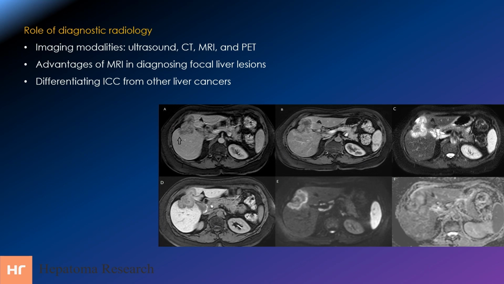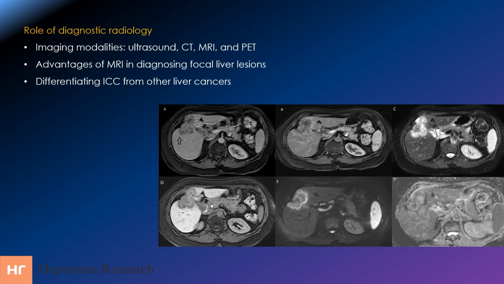Imaging modalities such as ultrasound, CT, MRI, and PET are commonly used to identify and characterize liver lesions. Differentiating ICC from other liver cancers, such as hepatocellular carcinoma and combined hepatocellular cholangiocarcinoma, can be challenging due to overlapping features and nonspecific clinical presentation.